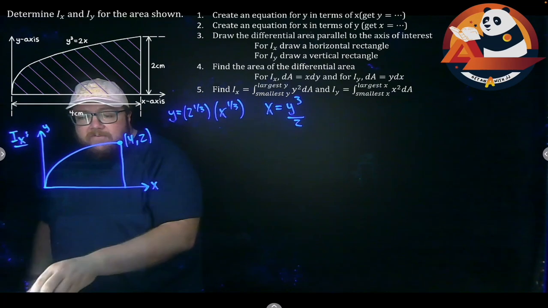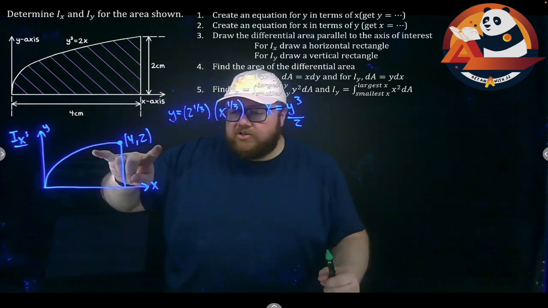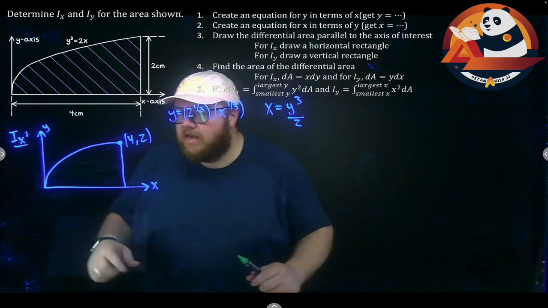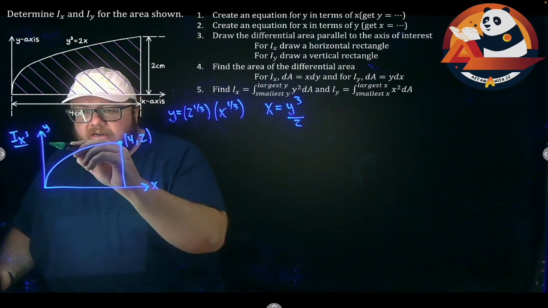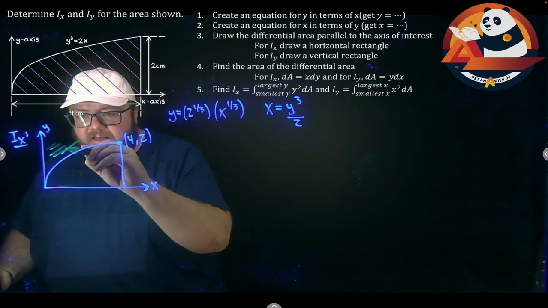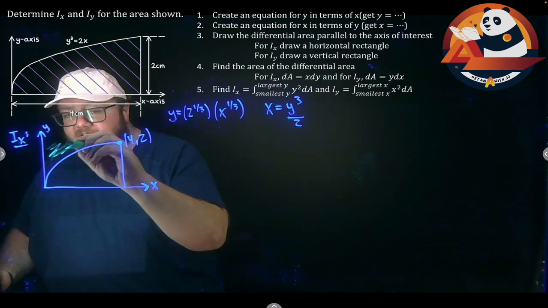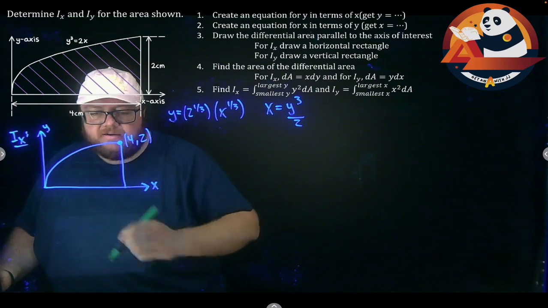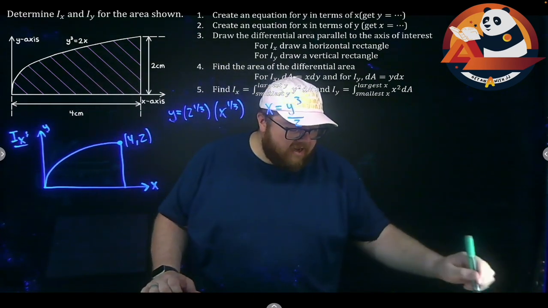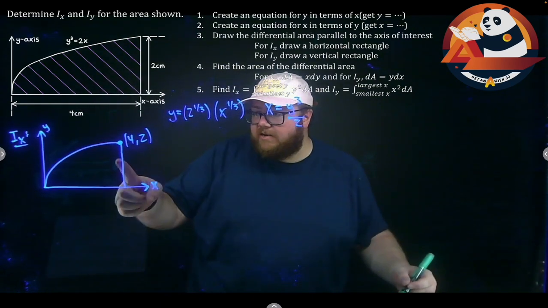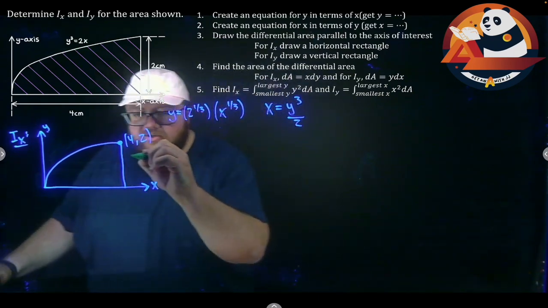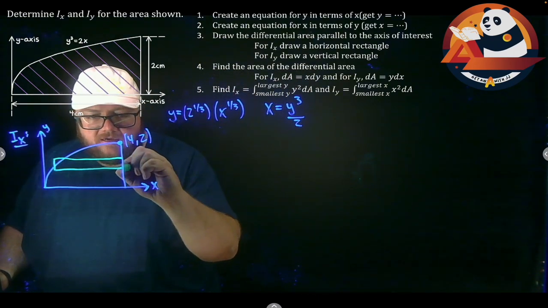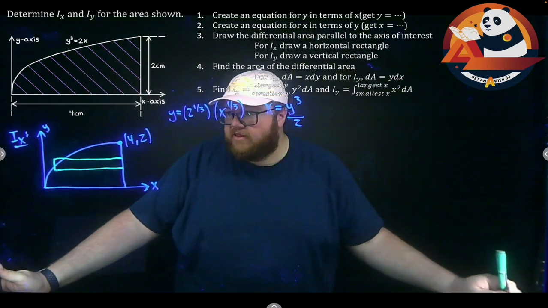But from here, if I'm looking for Ix, I want a differential strip that goes parallel to the x-axis. That'd be a horizontal rectangle. I don't want to cover up this material out here on the left side because I'm not looking for I for that piece. Just this part in here, which means my differential strip, I shouldn't start at the y-axis. I'm going to start this out here at the right and draw it going over to the left. We'll have a strip that kind of looks like that.